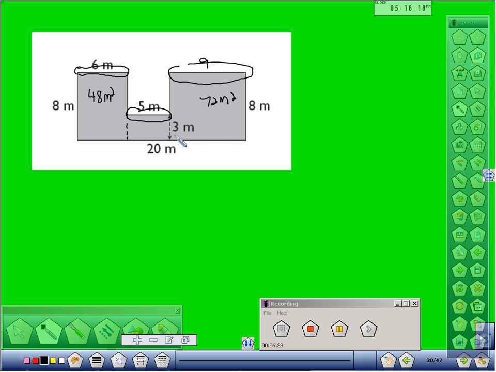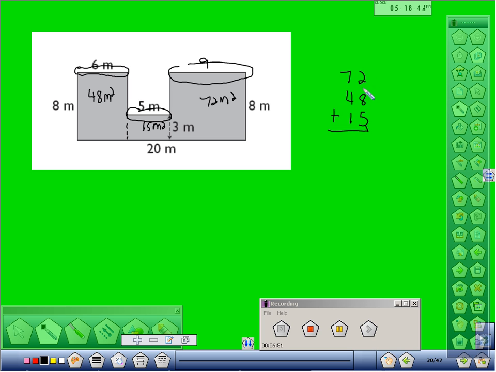And now we found this rectangle. Now the only thing we haven't found is this small one in the middle. They tell us this is 3, this part is 5. 5 times 3 is 15, so we get 15 meters squared. Now we can add the 3 together. 72 plus 48 plus 15.